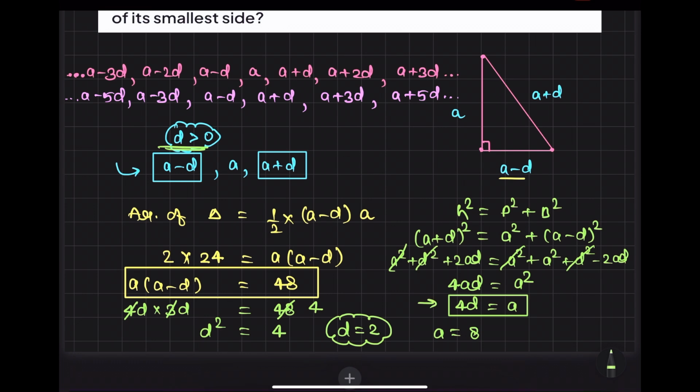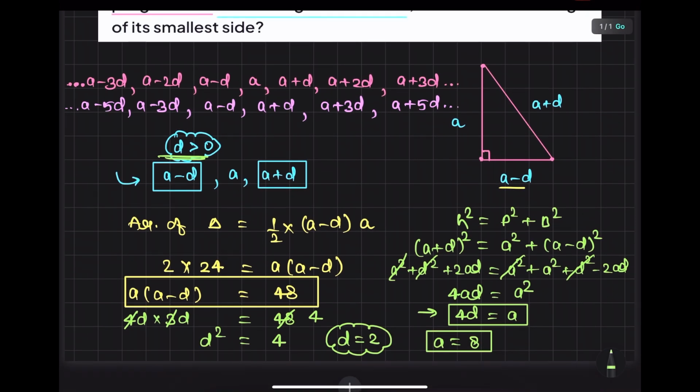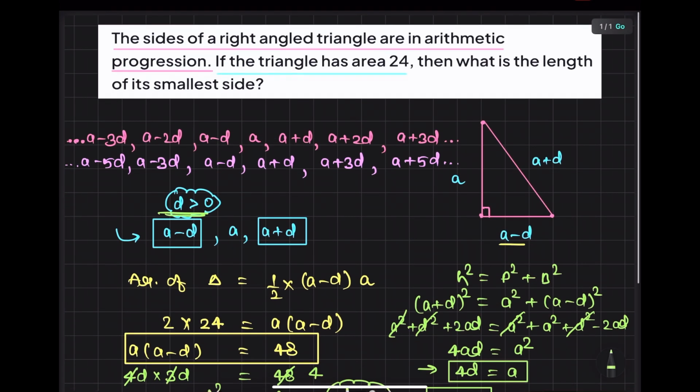If you substitute 2 over here, a will become 8. So we got the values of a and d. And what do we want? We want a minus d. So 8 minus 2 is 6. Therefore, the required answer is 6.